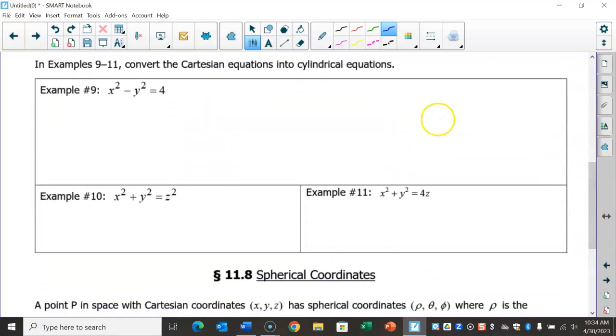Okay, so these actually are very simple to do. It says convert from Cartesian to cylindrical. And so there's not very much work when we're looking at these particular problems. So x squared minus y squared equals 4. That's probably the one that's a little bit more challenging.